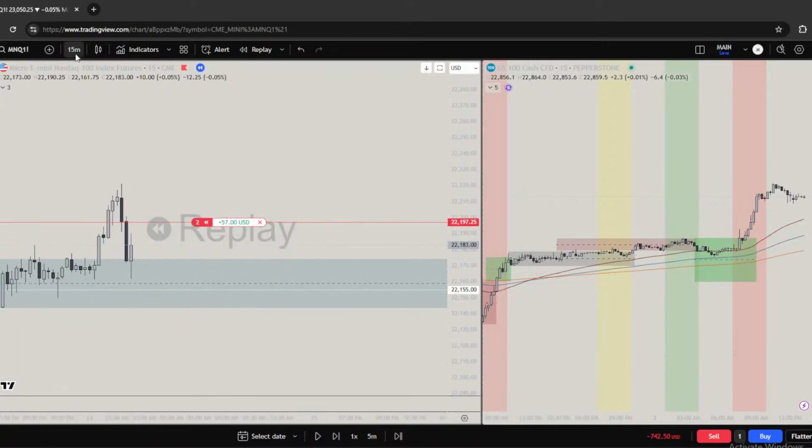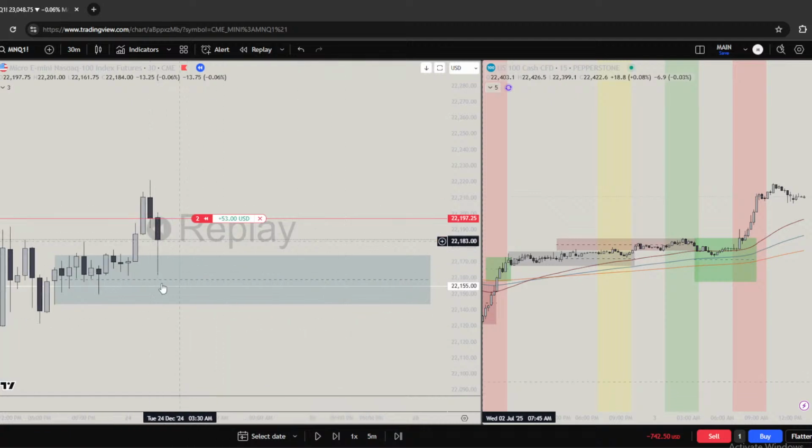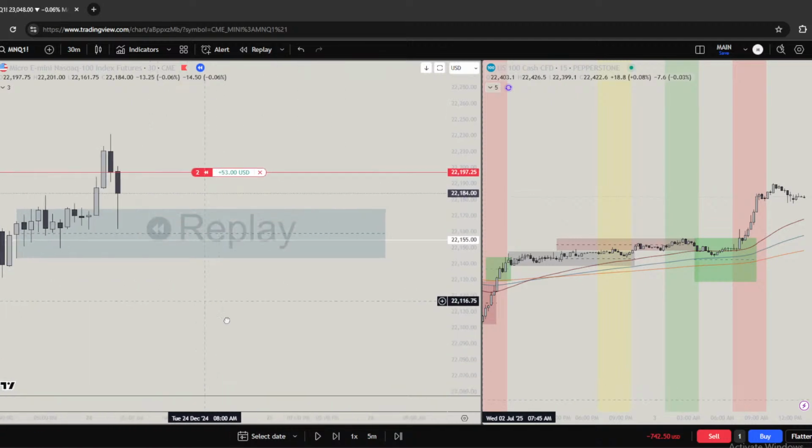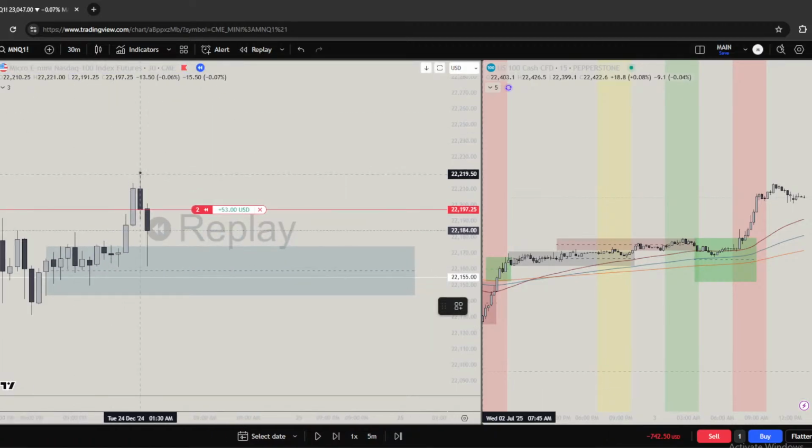See our price want to react here. Rejected off of this order block. Probably should have just been targeting this order block here. Let's see.